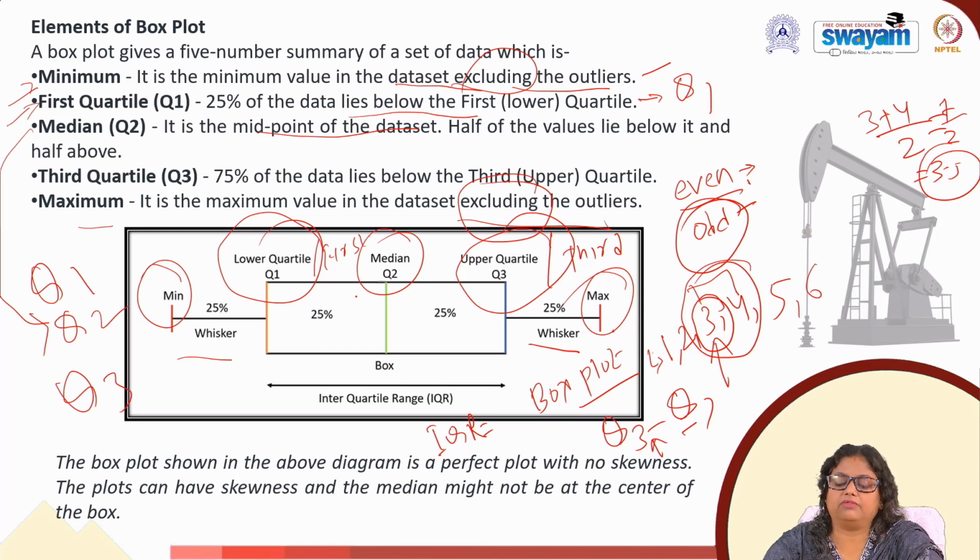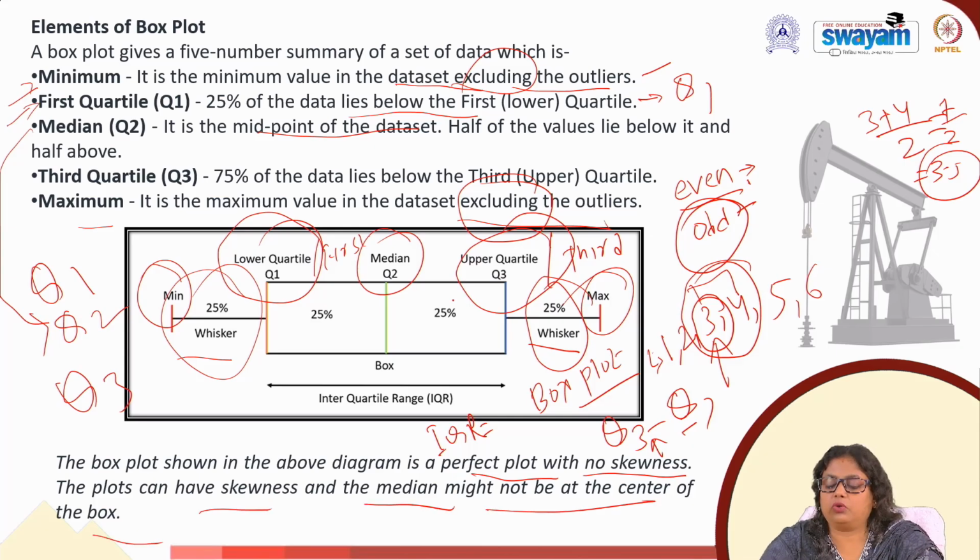So this is the median value, and then we have the 25% on this whisker side, and this is the other 25%. The box plot shown here is a perfect plot with no skewness. A plot can have skewness, and then the median might not be at the center of the box. Here it is not entirely on one side. It is the case of no skewness. So this is the perfect box plot.